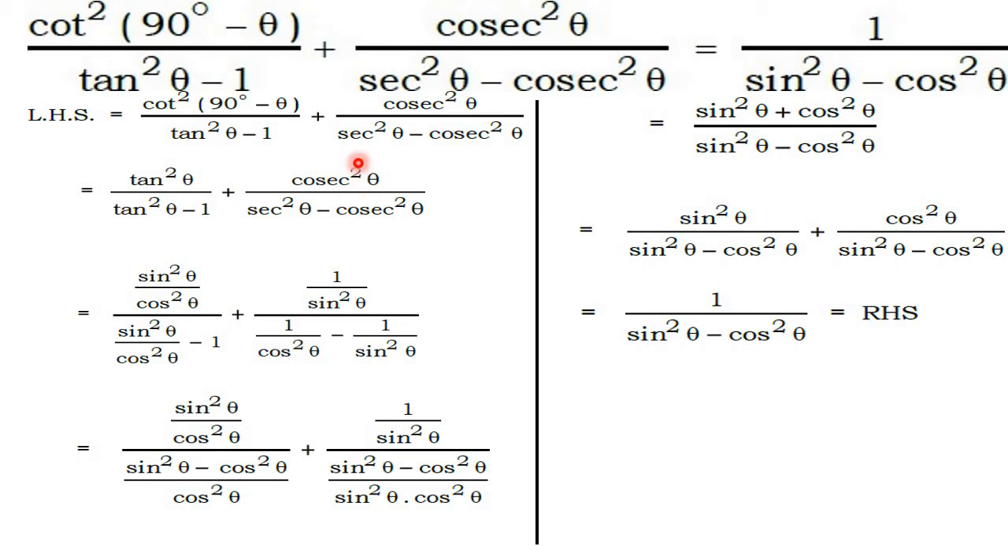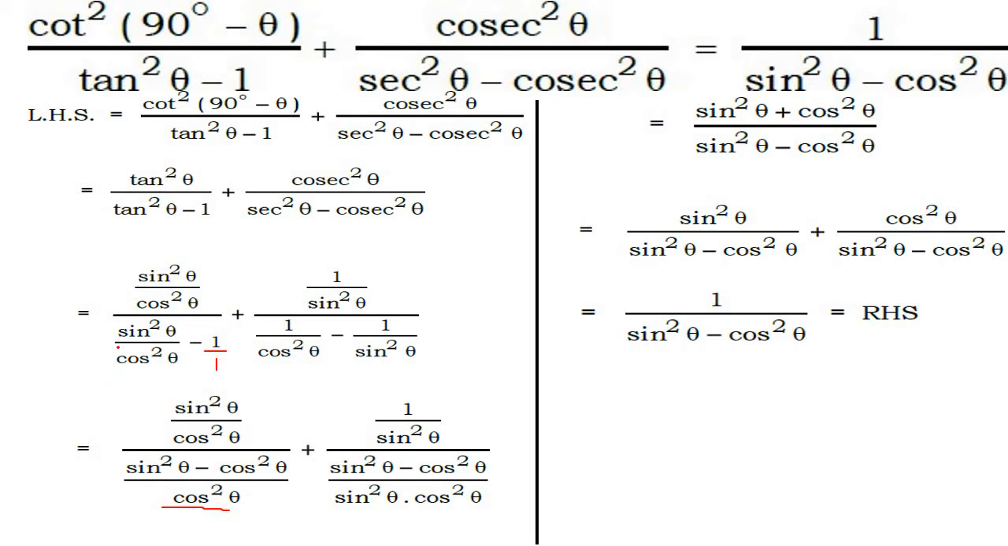And cosecant square theta can be written as 1 by sin square theta, divided by secant square theta, which can be written as 1 by cos square theta, minus cosecant square theta, which is 1 by sin square theta. Now let us take the LCM. The numerator is as it is. The LCM of the denominators, cos square theta and 1, is cos square theta.